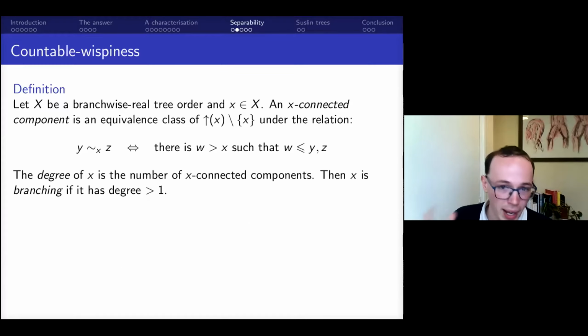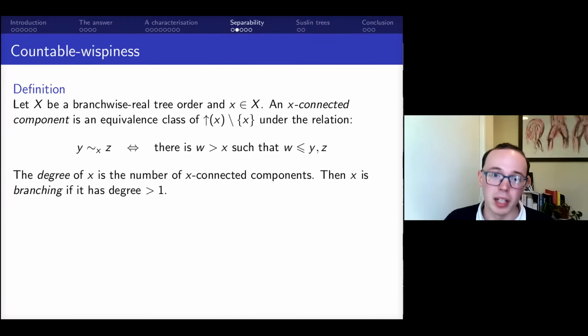Let's take some x, an element of our branchwise-real tree order. Then we say that an x-connected component is an equivalence class in the subset of the branchwise-real tree order of elements lying strictly above x under the following relation. y is related to z if and only if there is some w which lies below y and z, which is also lying strictly above x.